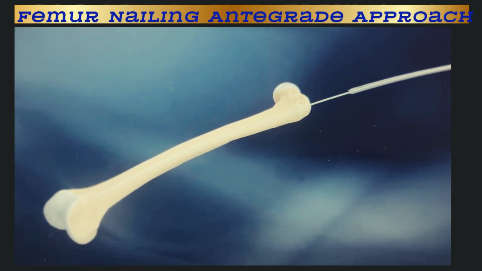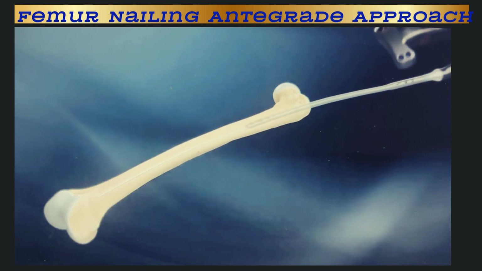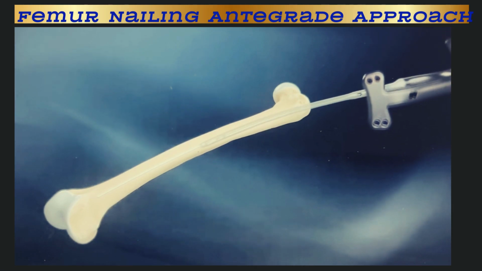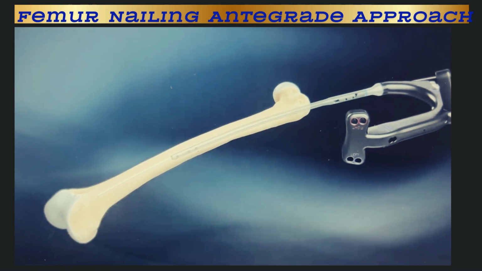Introduce the nail into the proximal femur using the Antegrade radiolucent targeting guide. The jig will start anterior and will be rotated laterally as the nail advances down the intramedullary canal.